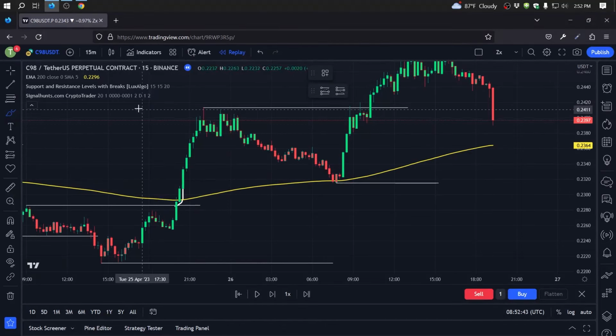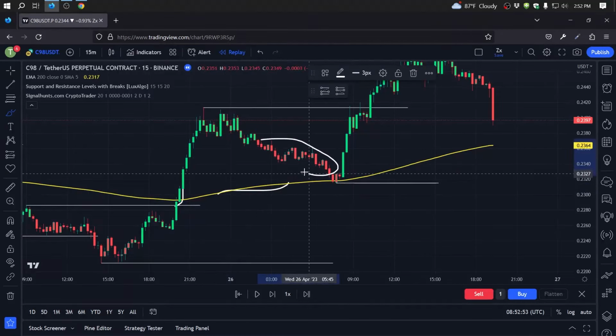So now let's go with another example. In this trade you can see we get a red signal from the Crypto Trader indicator, but the price is still above the 200 EMA, so we avoid this trade. After a while you can see another green signal from the Crypto Trader indicator, and the price is still above the 200 EMA, so it's another buy signal.